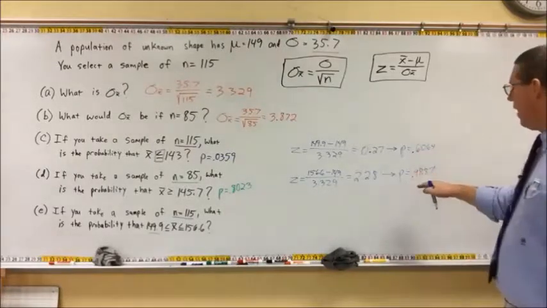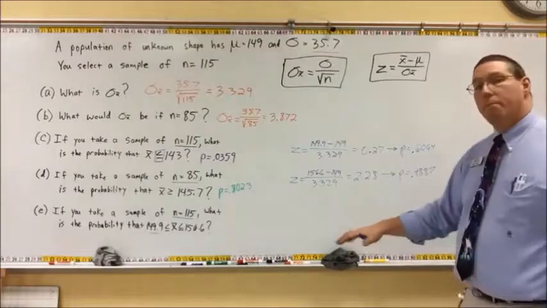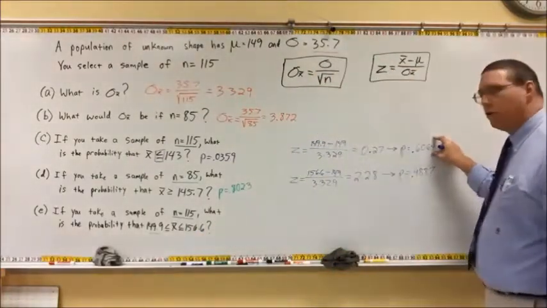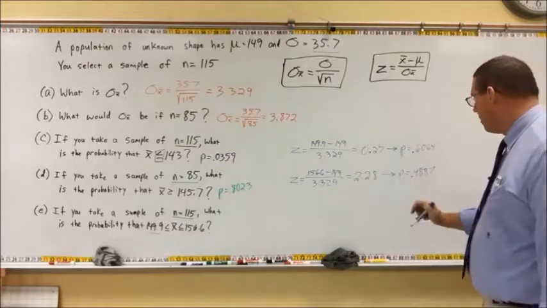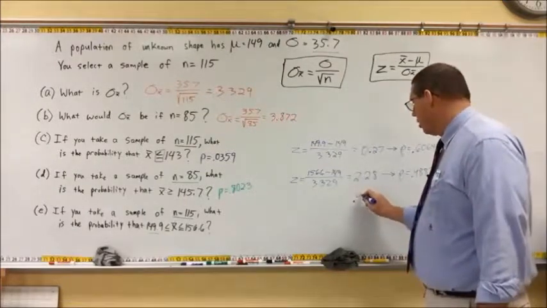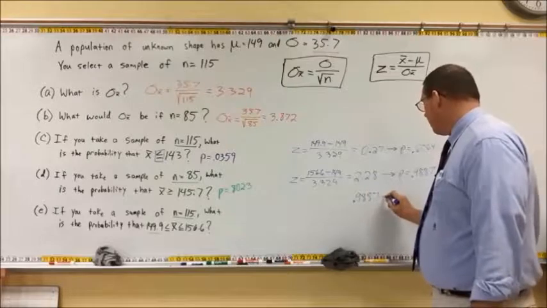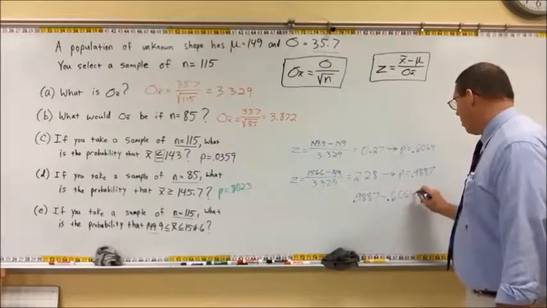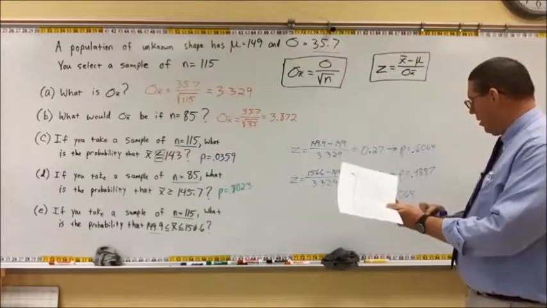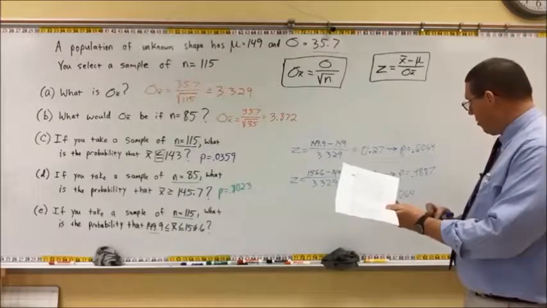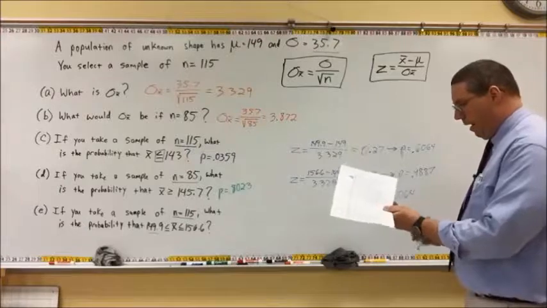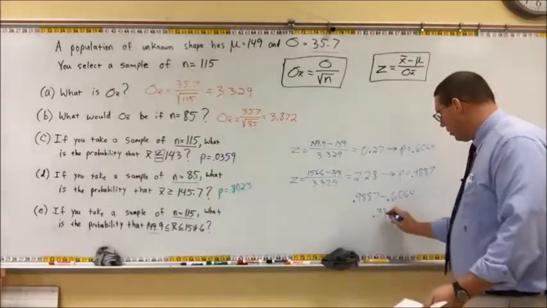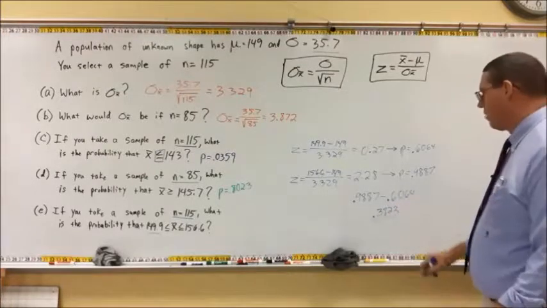So I've got two p-values, and now, since it's a between question, I'm going to subtract the smaller p-value from the larger p-value. So larger, 0.9887, minus smaller, 0.6064. So 0.9887 minus 0.6064, and I get 0.3823, and that's my answer.